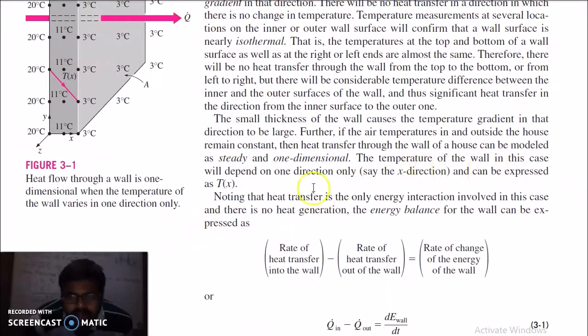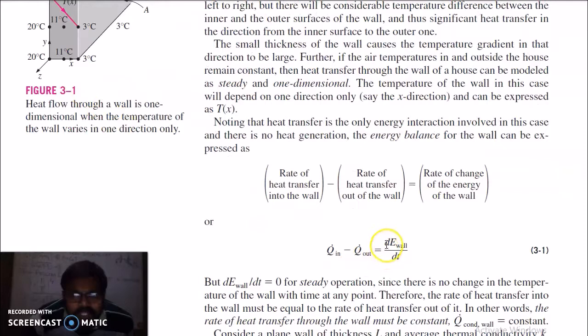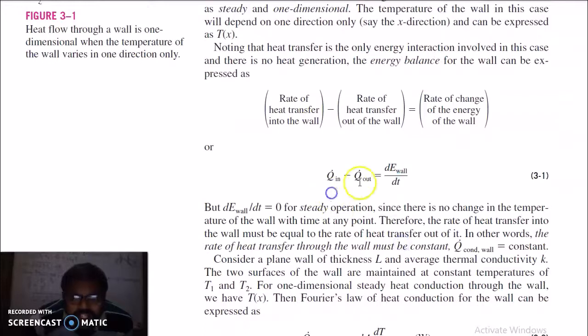So the temperature of the wall in this case will depend on one direction only, say x direction, and can be expressed as T(x). So rate of heat transfer into the wall minus rate of heat transfer out of the wall must be equal to rate of change of energy of the wall. But in this case, we will consider this rate of change of energy to be equal to 0. There is no change in energy, that is heat in is equal to heat out. And for steady state condition, this must be 0.